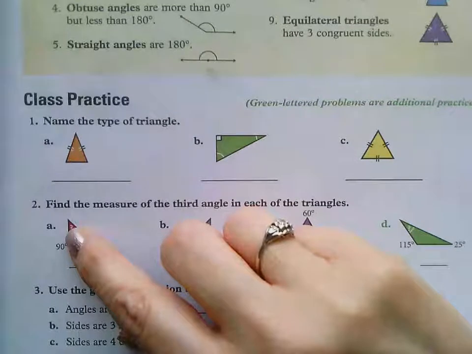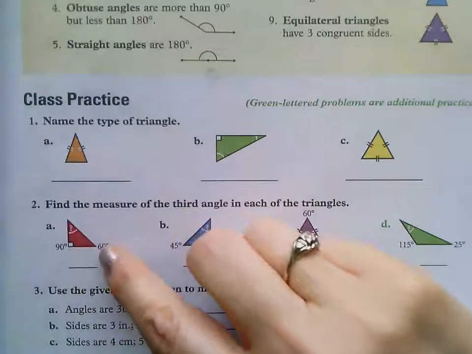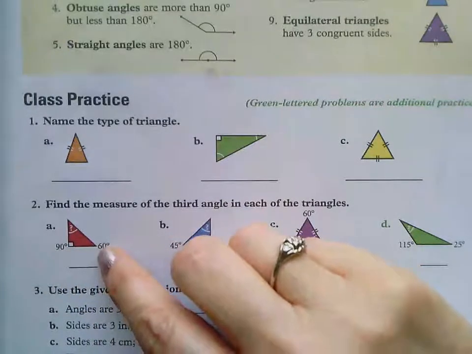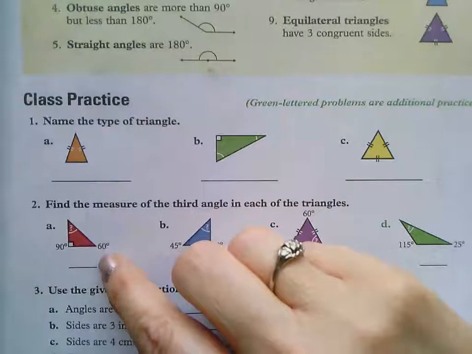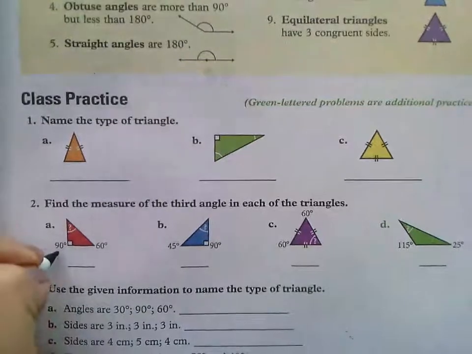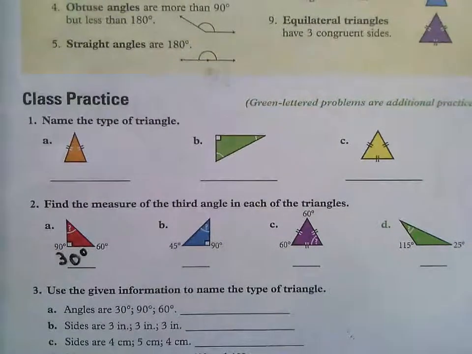Well, we remember that if you add these three angles, it has to equal 180. So right now, 90 plus 60 is 150. So 150 plus what equals 180? The answer is 30 degrees. It's your job to do the rest of those. You should not need my help. Let's go to number 3.